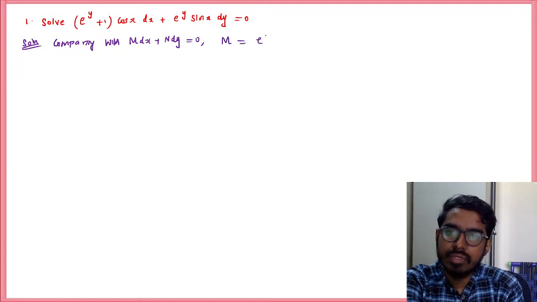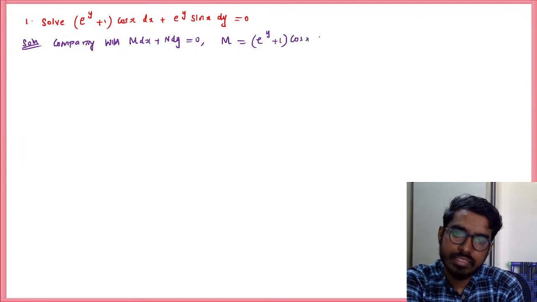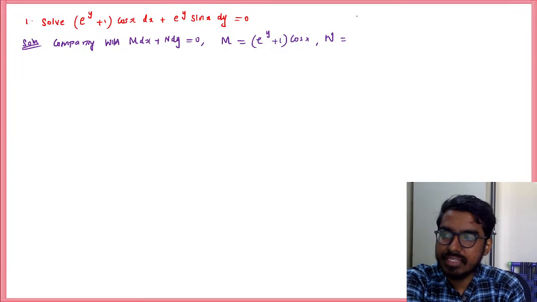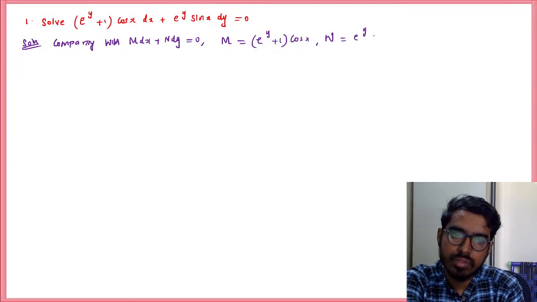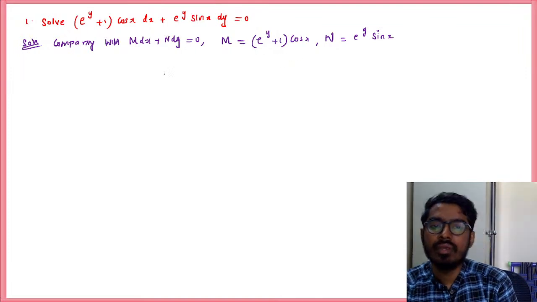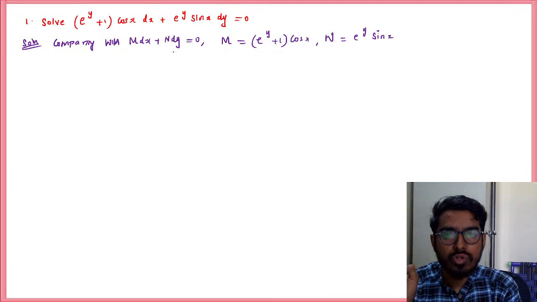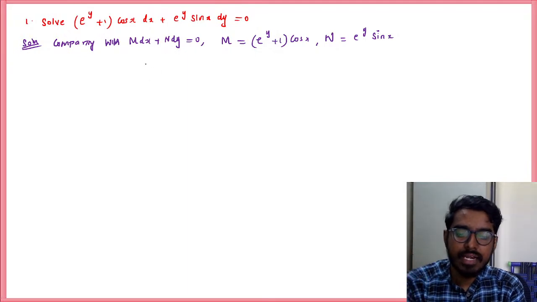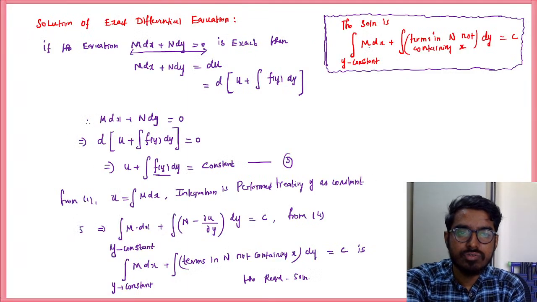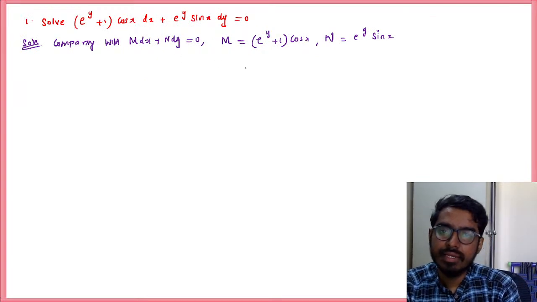What is M? M is e power y plus 1 into cos x. And what is N? N is e power y sin x, right? Now, if it is exact, then I know the solution. If it is exact, I know the solution. Now we will check whether it is exact.